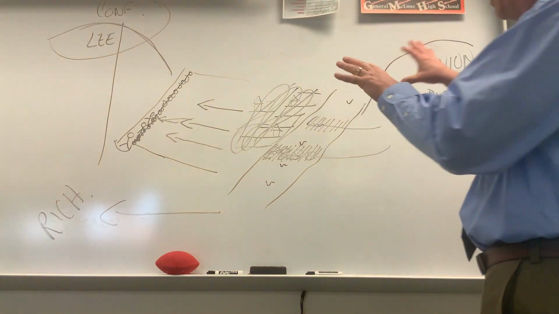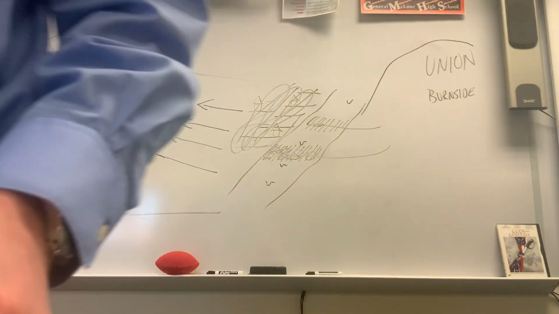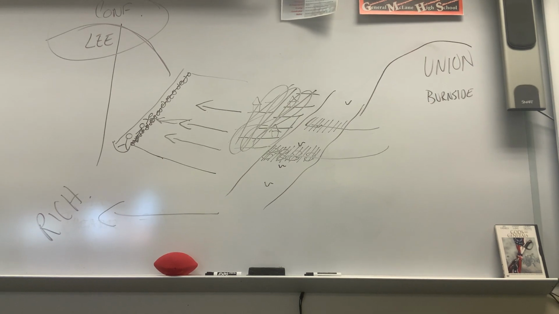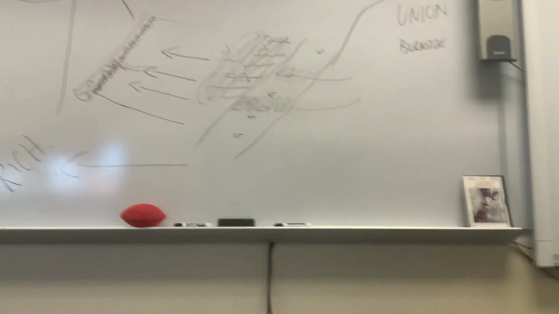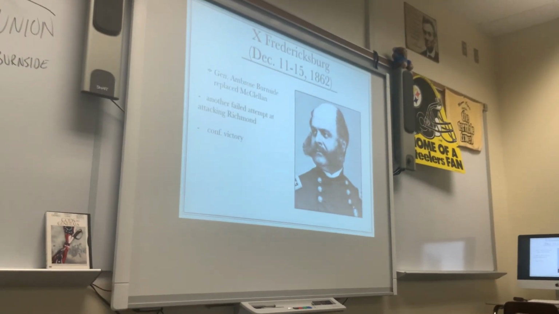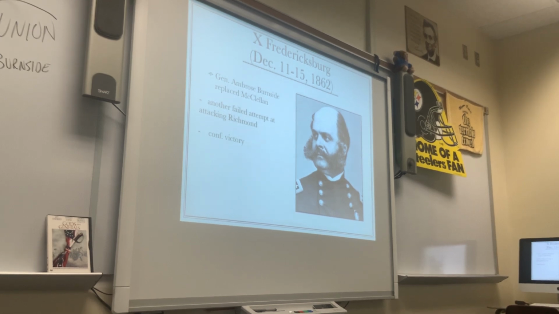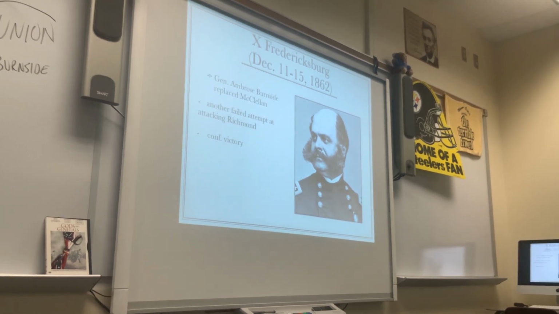So that's a little explanation of how the Battle of Fredericksburg unfolded. And if we go back to the notes, just a reminder, I kept it real simple on the notes. Just a quick reminder that it is a terrible, terrible loss for Ambrose Burnside and the Union, and it is a great victory yet again for General Lee and his Confederates.